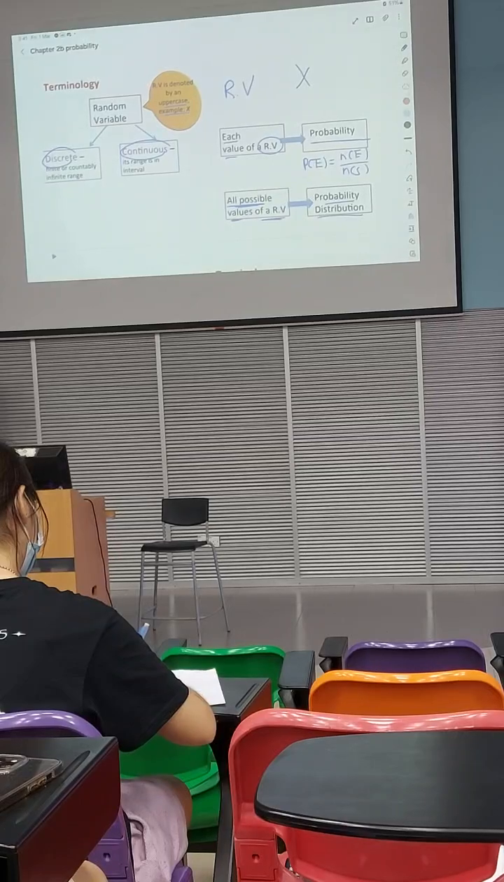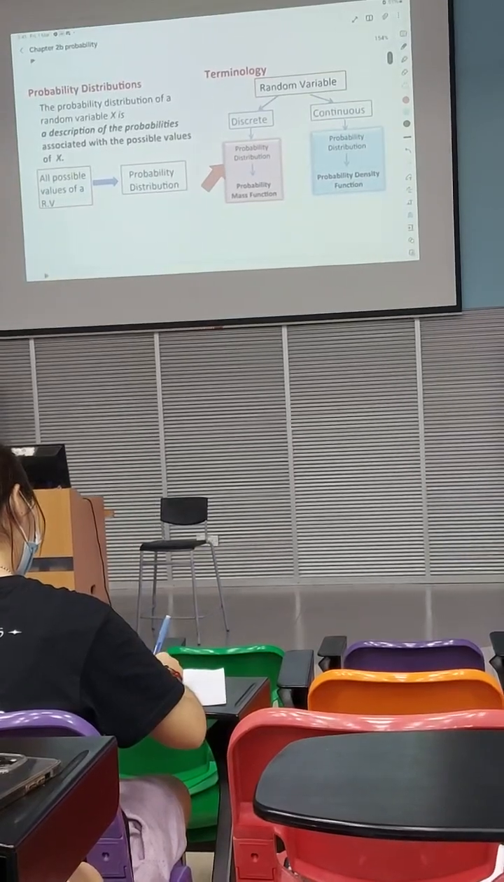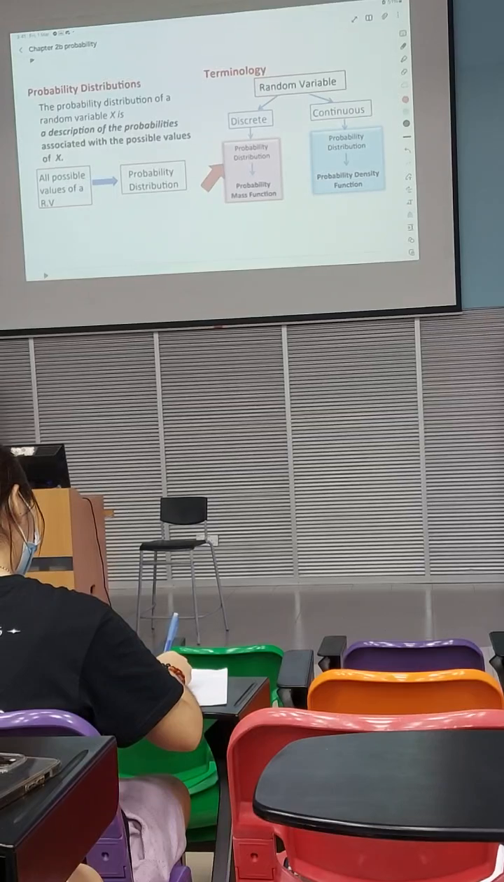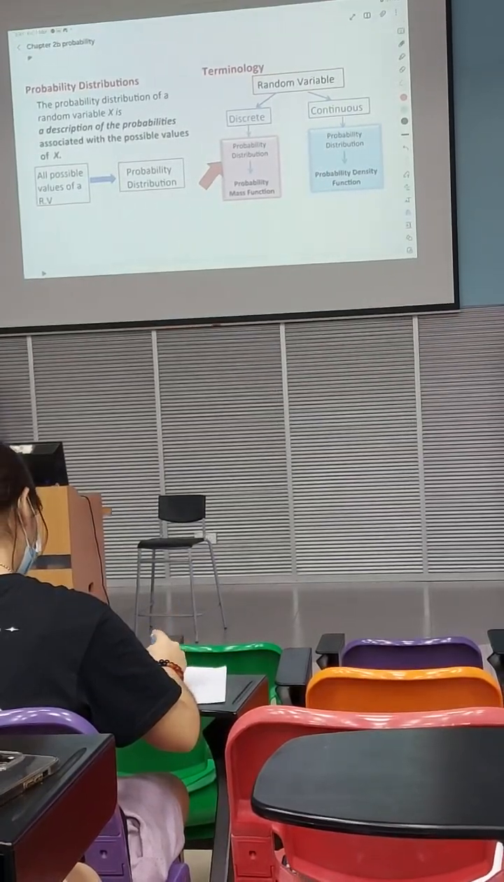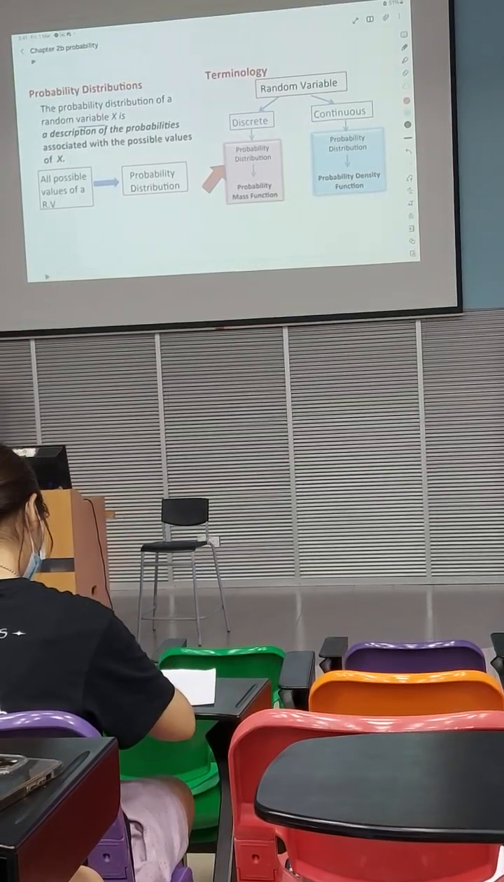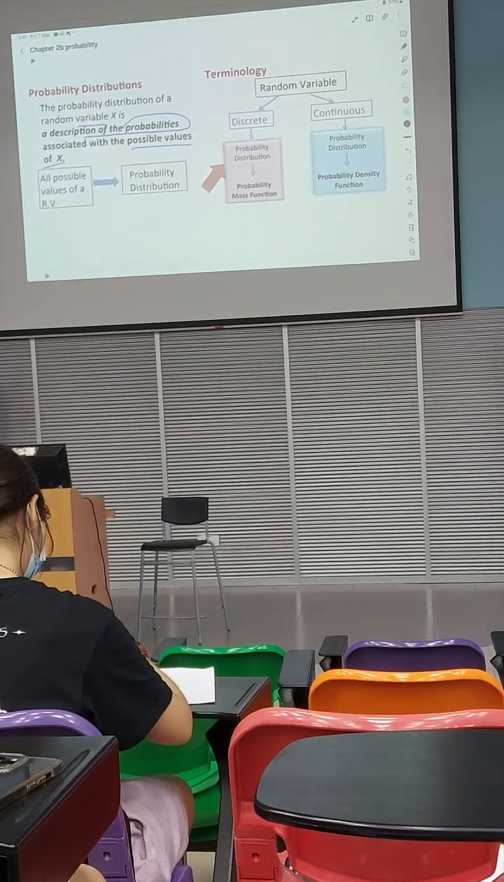Right, so let us have a look. What is meant by probability distribution now? Just now we have introduced that probability is a value. The probability distribution of random variable X is a description of all the probabilities associated with all possible values of X. Again, you might not understand this part yet. I will go back to this later.